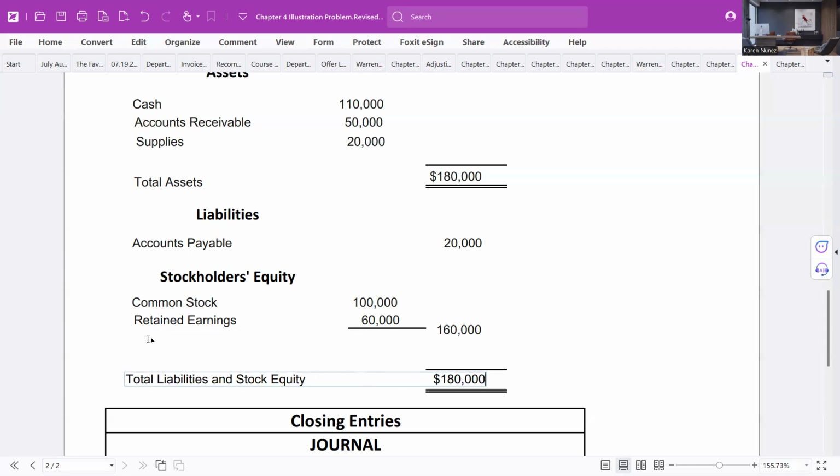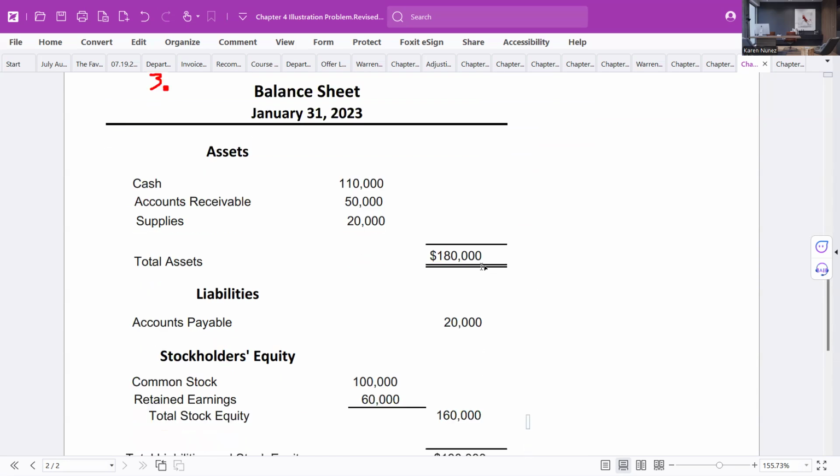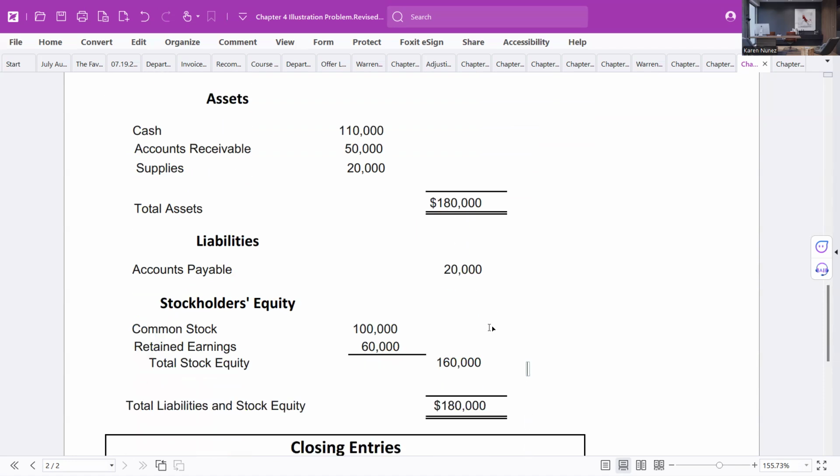And I didn't label this. Let me just go ahead and label this. This is the total stock equity. That's what that 160 represents. It is the total stock equity. So again, this mirrors the basic accounting equation. All the assets, cash, accounts receivable, and supplies is 180. Liabilities are 20. Equity is 160. The assets just equal the liabilities plus the equity.